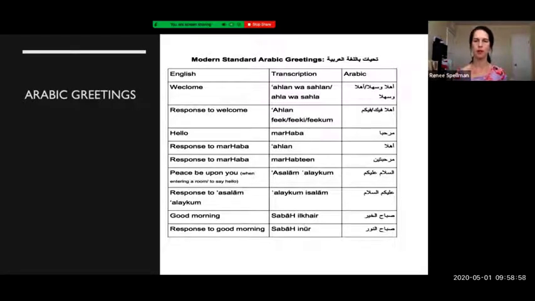So first we're going to look at welcome. Ahlan wa sahlan. And then the response to that, so one would say ahlan wa sahlan, the other person would say ahlan fik, or ahlan fiki, or ahlan fikum, depending on if you're speaking to a male, a female, or a group. So if I was speaking to a group, I would say ahlan fikum.